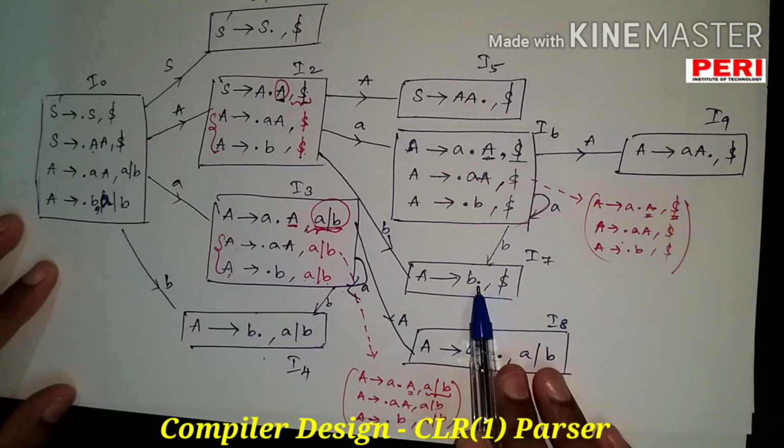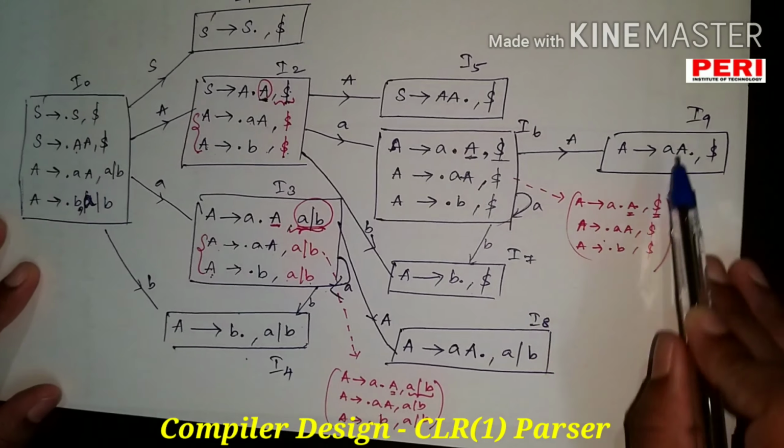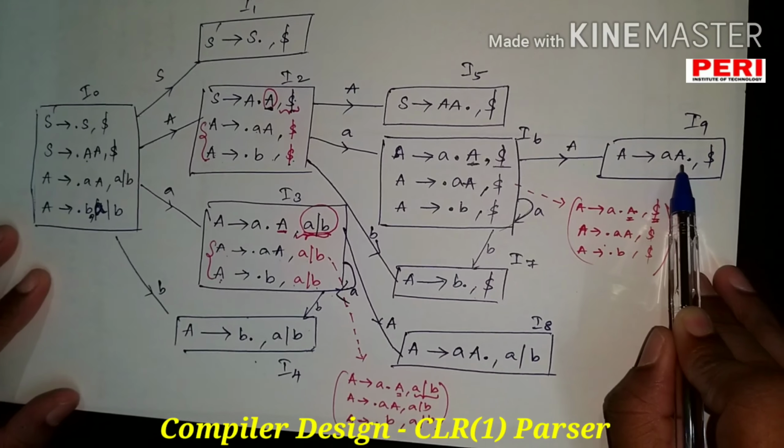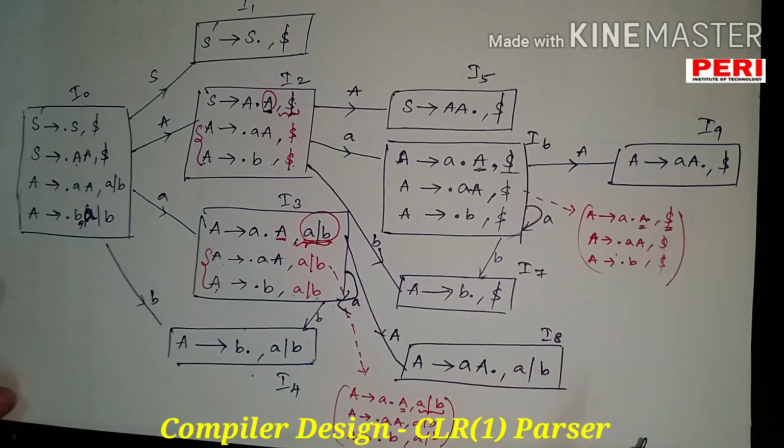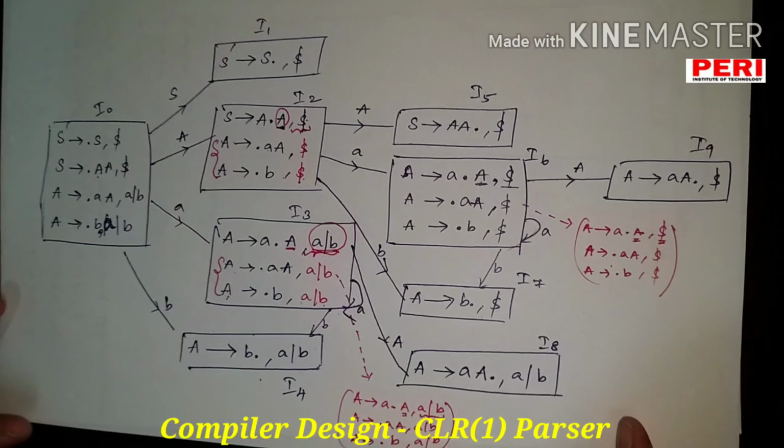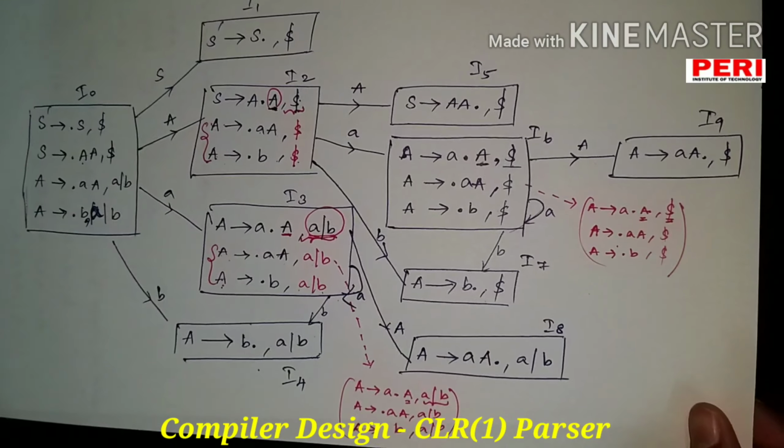Coming to this state, we have reached the end of the production, and finally we have reached the end of the production here also. So this is my total canonical collection of LR1 items. So this is your step 3.